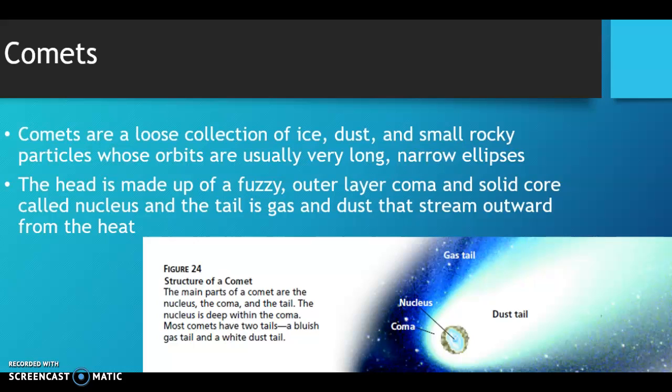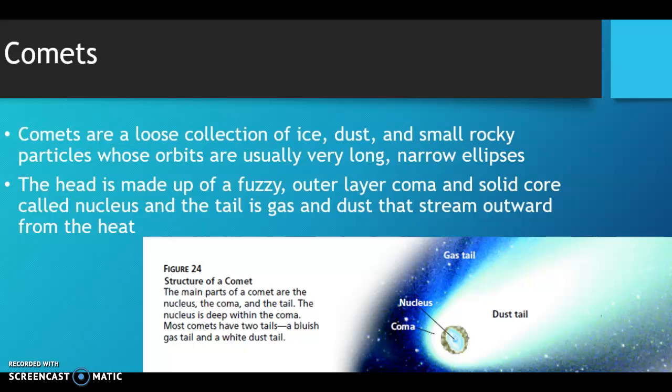So what is a comet? The head, like it's listed here, is made up of a fuzzy outer layer, which is called the coma, and then they have a solid core called the nucleus, which is basically a big dirty snowball. So it's got a lot of ice in it, some dust and things like that, and then there's always this tail at the end that causes it to stream outward.